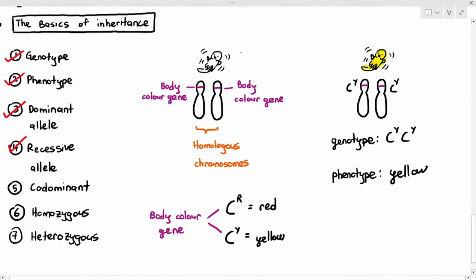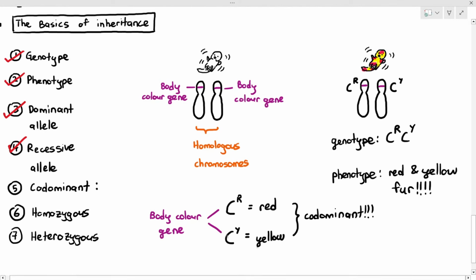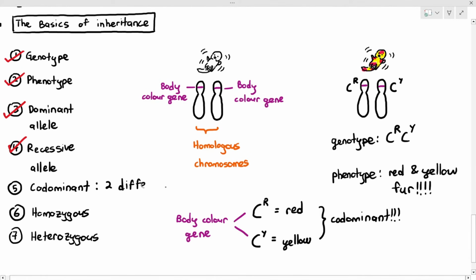What if the otter has two different alleles, CR and CY? You might be thinking, which is the uppercase letter? Which is the large alphabet? You look at the R, it is an uppercase alphabet, and the Y is also an uppercase alphabet. So both alleles will have equal dominance in this case. That means both alleles can be expressed. Therefore, in this kind of situation, depending on the question, the otter will probably have red and yellow fur at the same time. Both alleles are expressed. This is what is known as codominance, where two different alleles affect the phenotype at the same time.